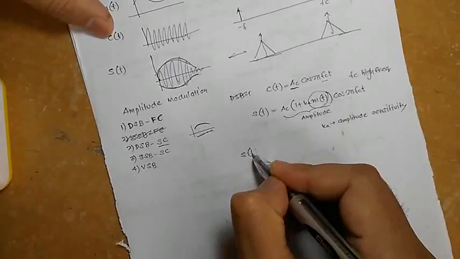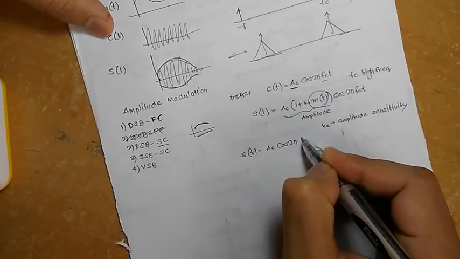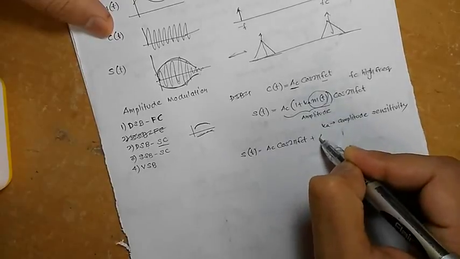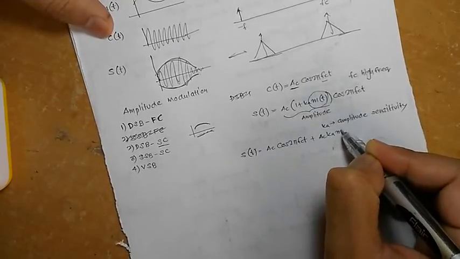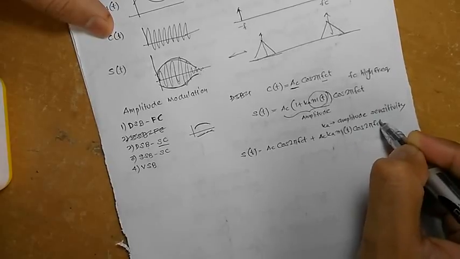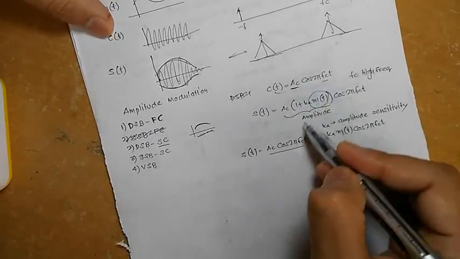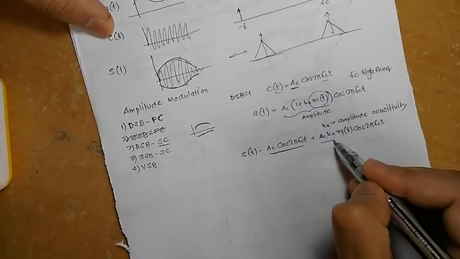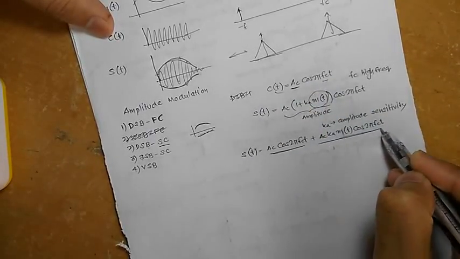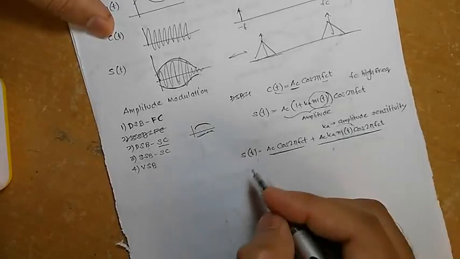If we expand this, we will get AC cos 2 pi FCT plus AC Ka m of t cos 2 pi FCT. As you can see from this equation, this is our carrier and this is the modulated wave which we are sending. This consists of the message signal.